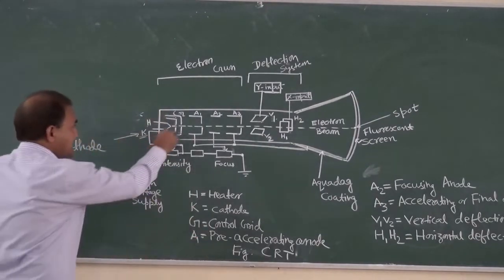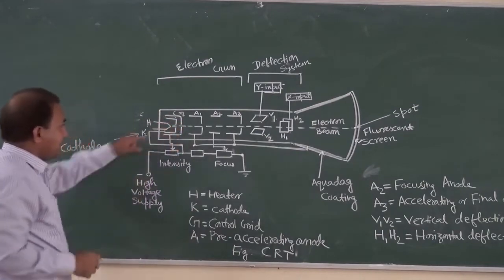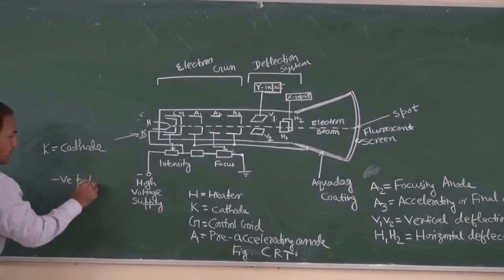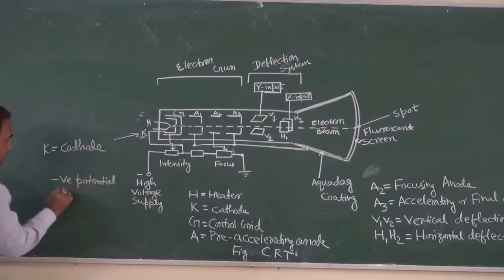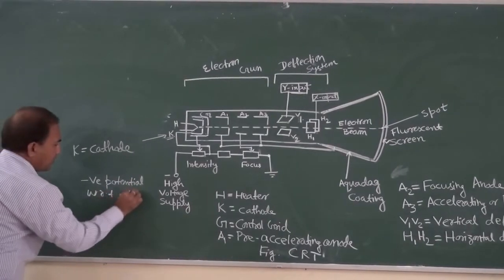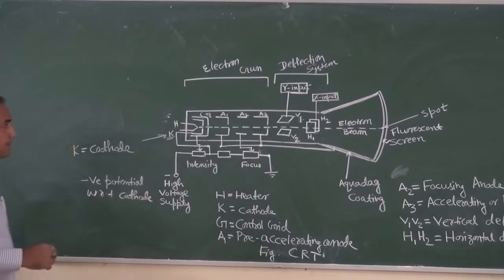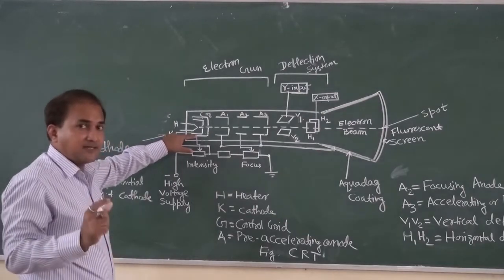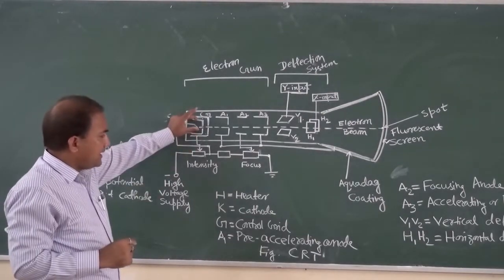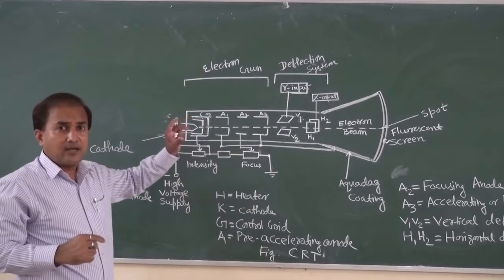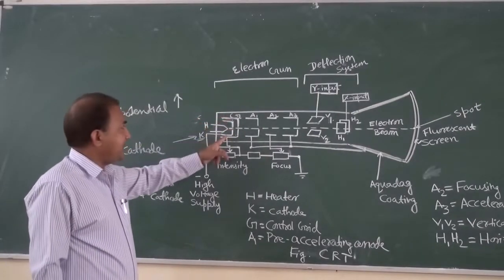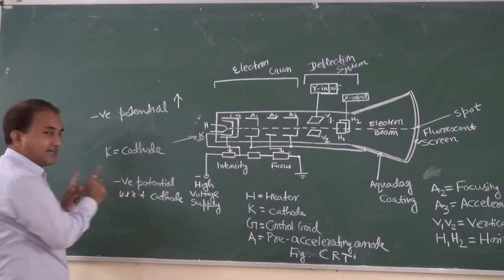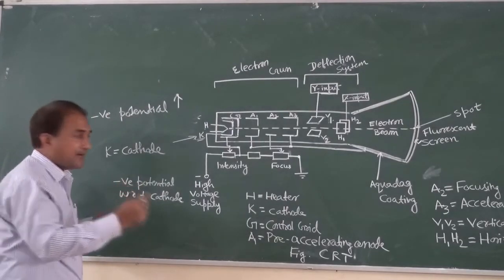This is the control grid. The control grid is connected to negative potential with respect to cathode. So it can control the flow of electrons. You can see that this is the grid. It is generally connected to negative potential, and its negative potential is somewhat higher as compared to the cathode.